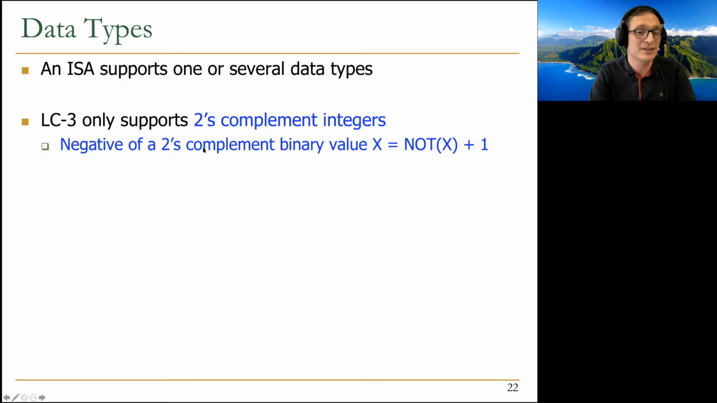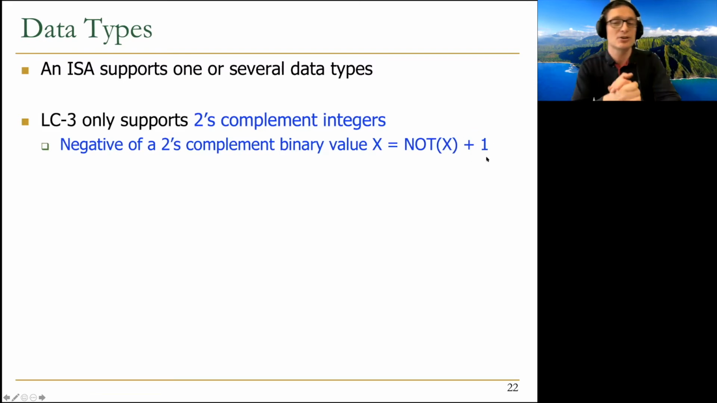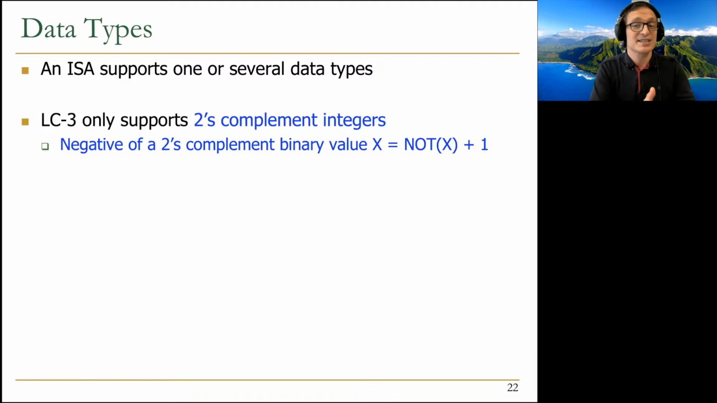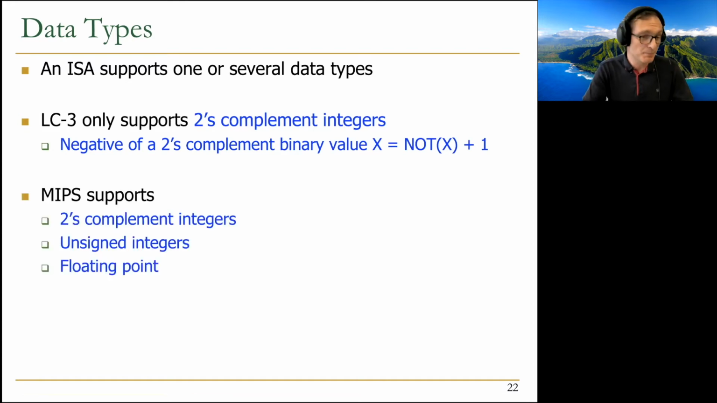Essentially, the negative of a 2's complement binary value x is computed by doing a bitwise not of x and adding 1 to it. And if you do this, you can convince yourself that x plus minus x is equal to 0 in the representation that's given. MIPS supports, in addition to 2's complement integers, unsigned integers also.